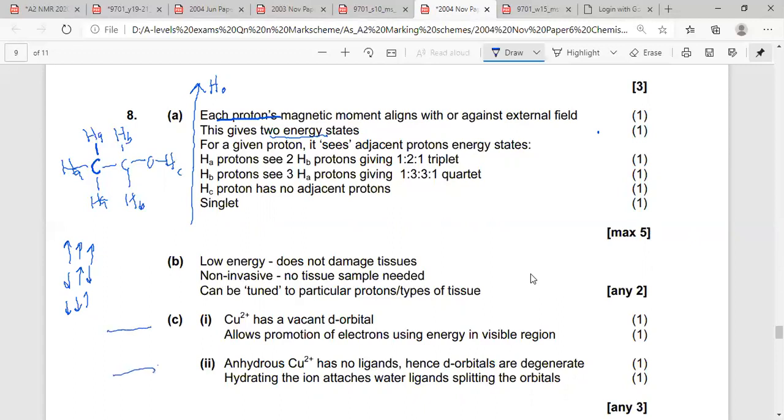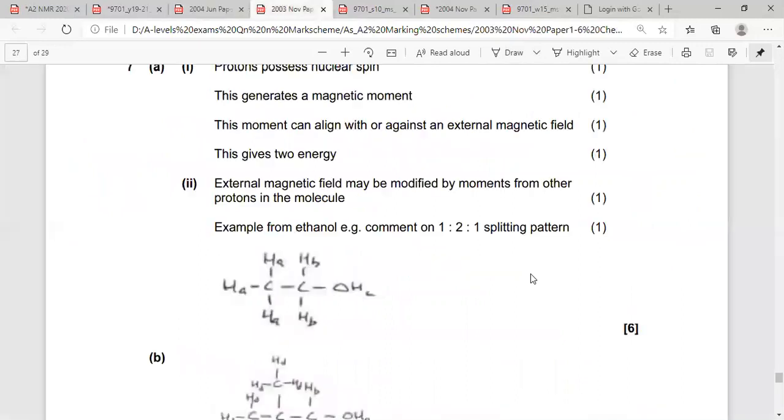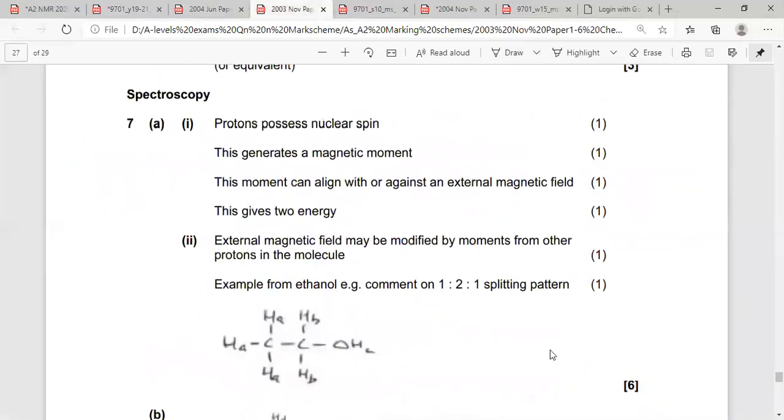And of course, the flip from here to here, you absorb the energy, and the frequency here equals the frequency measured in parts per million. So 1 mark is for each proton's magnetic moment aligning with or against the field. Actually, this is the principle of NMR, and this will give rise to two energy states. If you talk about principles, I think it's one principle here. Now, this is on the marking scheme for principle.